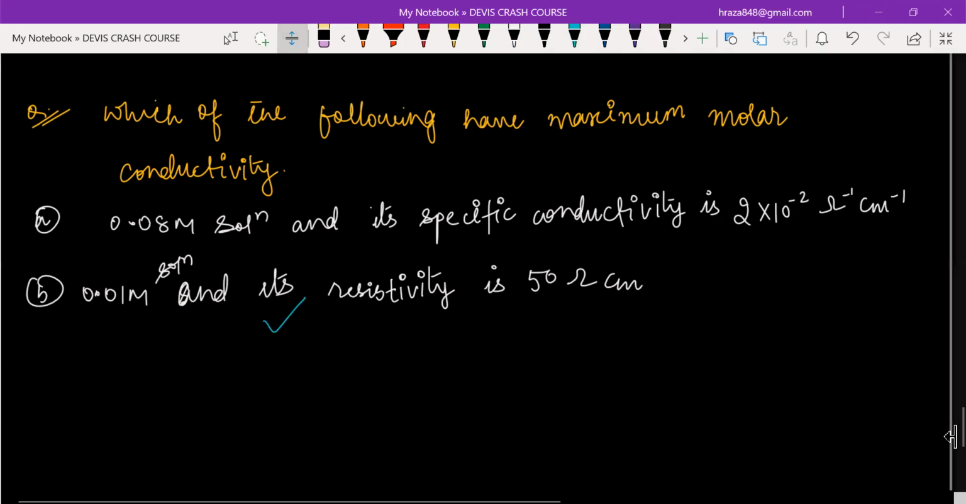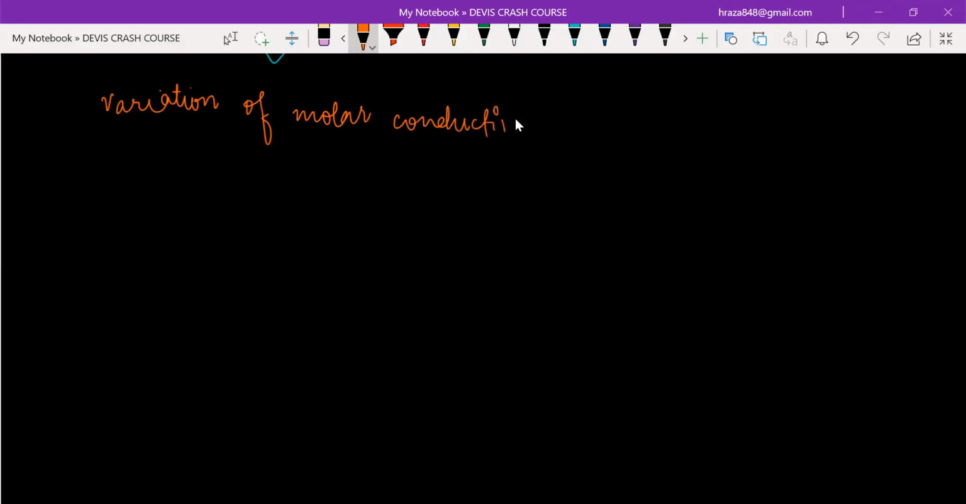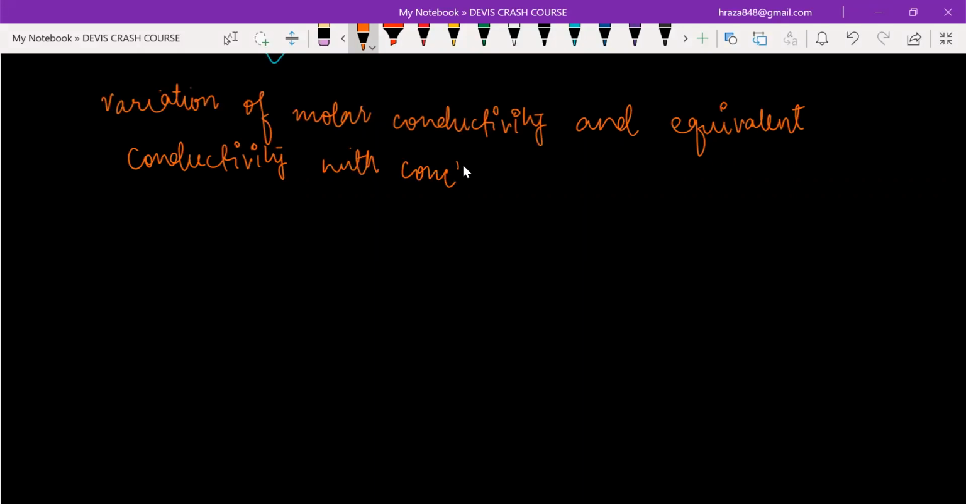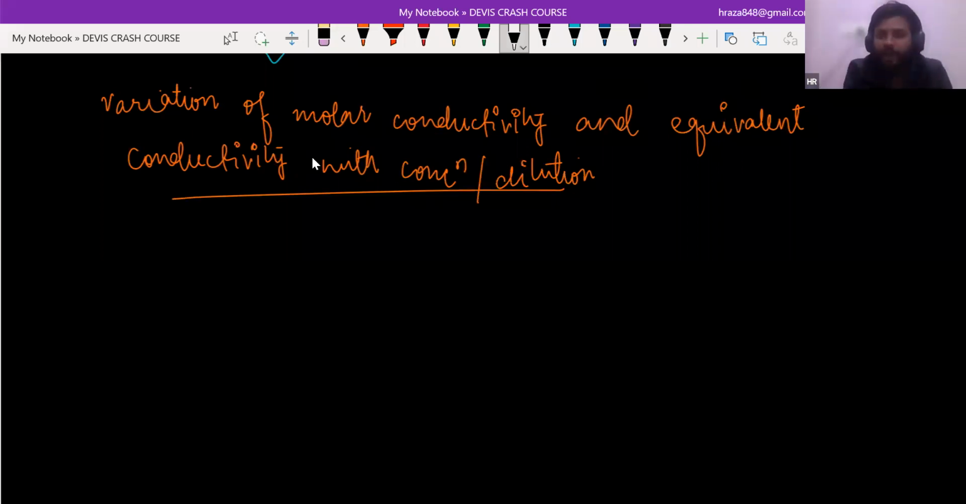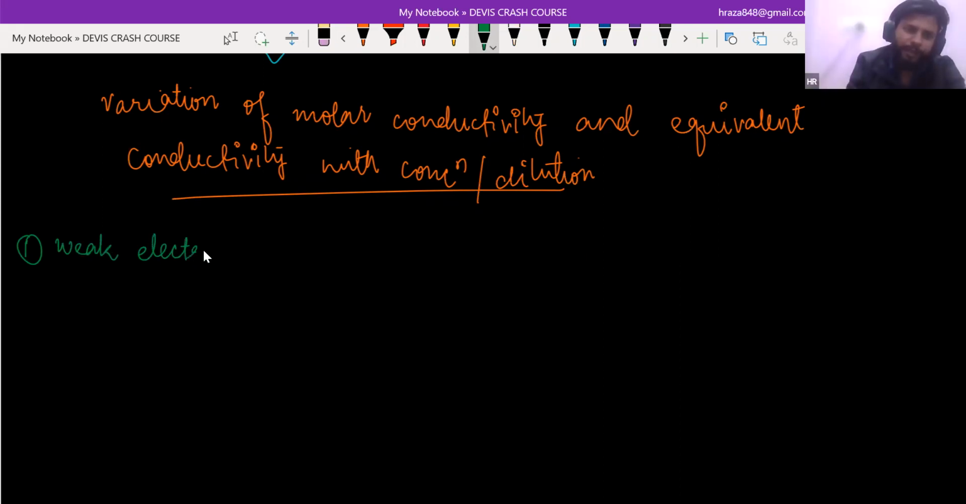Now see, it's B. Now see a new concept: variation of molar conductivity and equivalent conductivity with concentration, either if you are going to concentrate the solution or dilute it, by adding solvent. So the variation for a strong as well as weak electrolyte will be different. As you can see, this is your weak electrolyte, and this is your strong electrolyte.